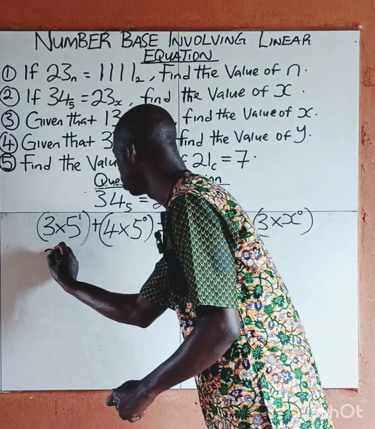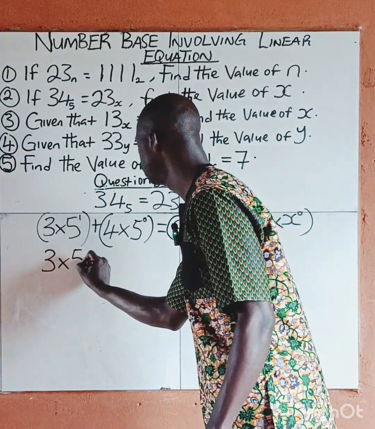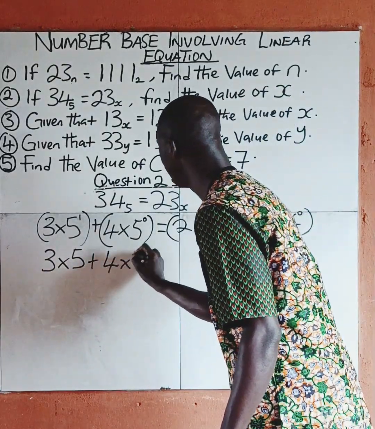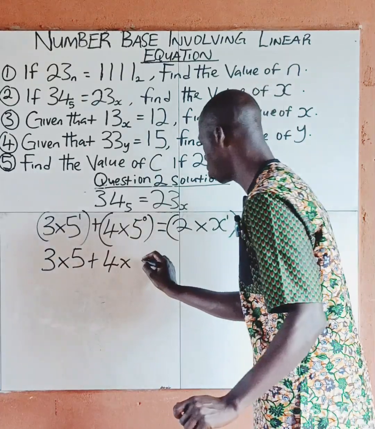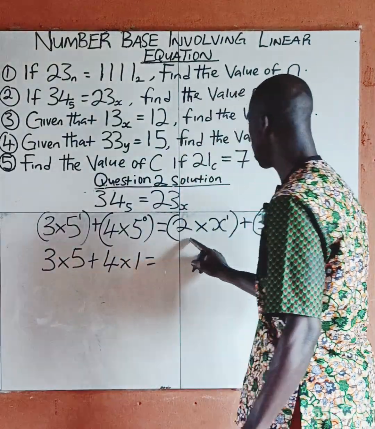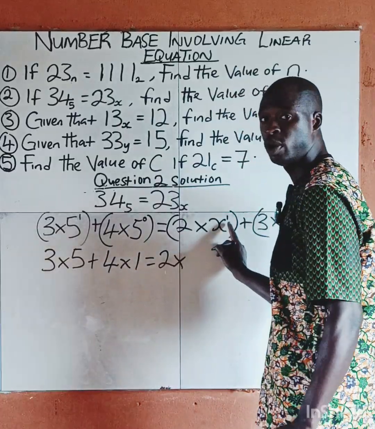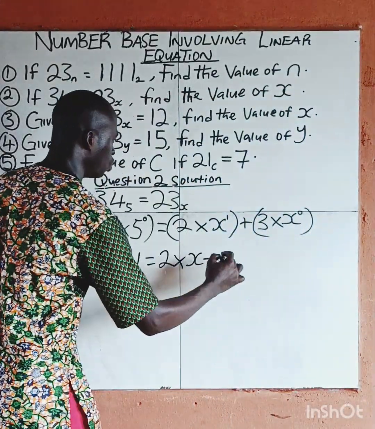So we'll go further and simplify and open the bracket. Here becomes 3 multiplied by 5 raised to the power of 1 will give us 5. Plus, we are coming to this bracket. Here becomes 4 multiplied by 5 raised to the power of 0. Anything raised to the power of 0 is 1 in mathematics, so we say 1. We are coming right here. Here becomes 2 multiplied by x raised to the power of 1 will also give us what? X. Plus, we are coming to this side.